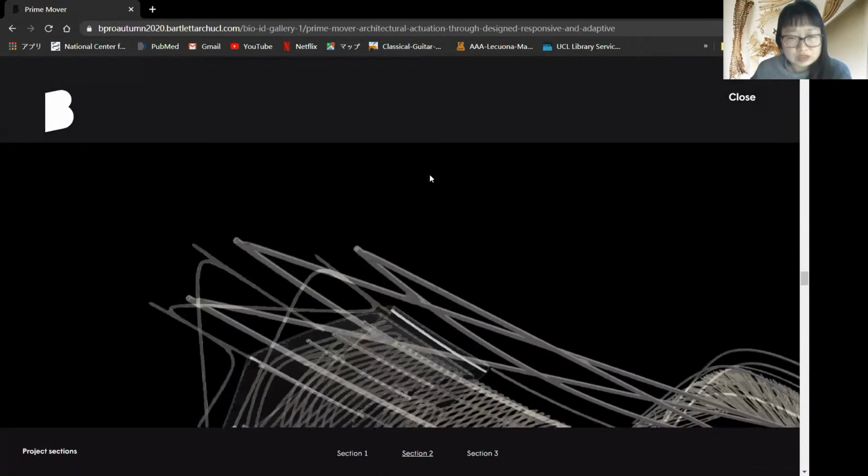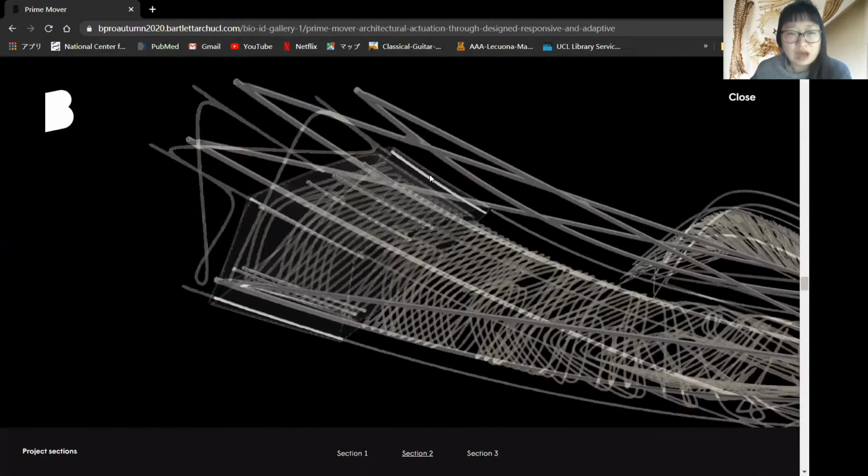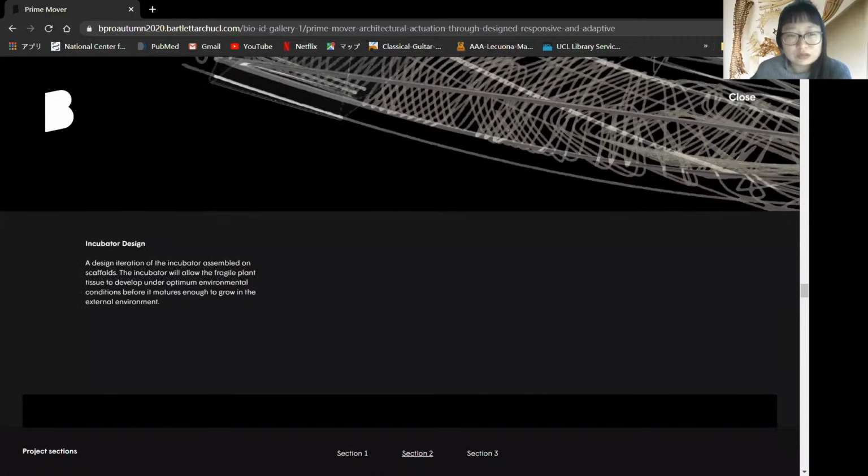So this is an idea of how to scale up further. So we're imagining that each of the woven units will be placed into an incubator, and each unit will be placed on top of a frame, and altogether they can become a quite big architectural component. And after the tissue matures, we will remove the incubator wall, and the tissue will become the building material itself.